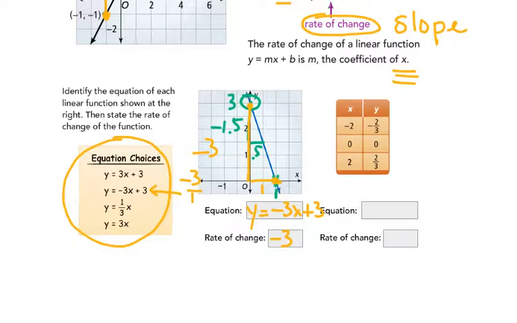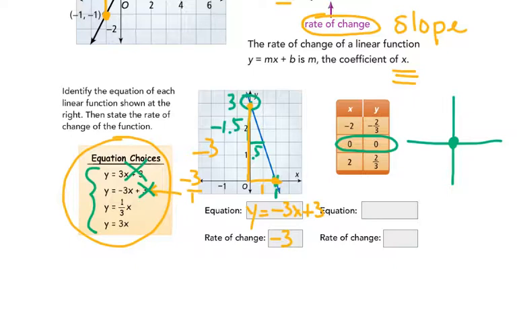If you take a look at the table, this point here is significant. That's the point (0, 0), that's the origin. So if I graph it just briefly, I know that my y-intercept is 0. So if you take a look at your equation choices over here, these two are out because the y-intercepts are 3. So now my choice is y equals 1/3 x and y equals 3x.